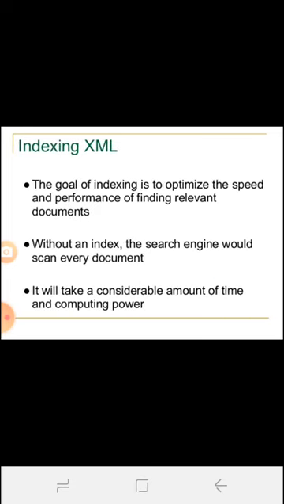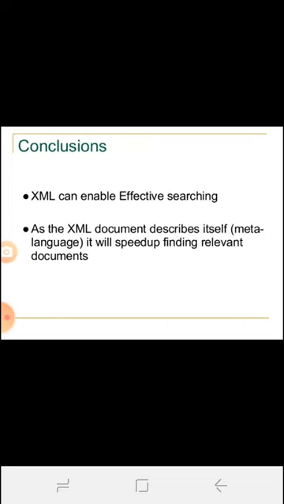Then indexing. The goal of indexing is to optimize the speed and performance of finding relevant documents. Without an index, the search engine would scan every document, which would take a considerable amount of time and computing resources. The conclusion is that XML databases can enable effective searching. Then it's simply called metadata. Thank you, students.